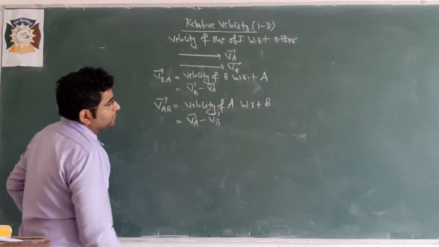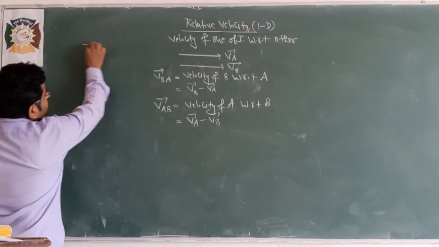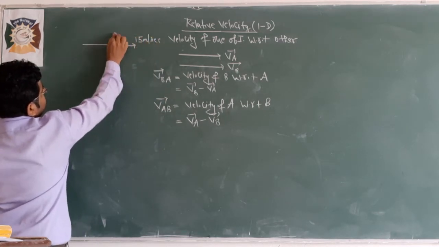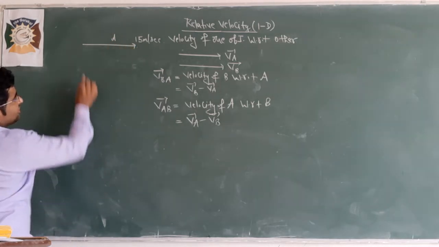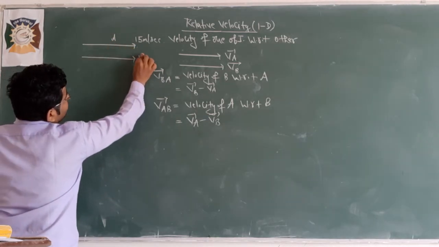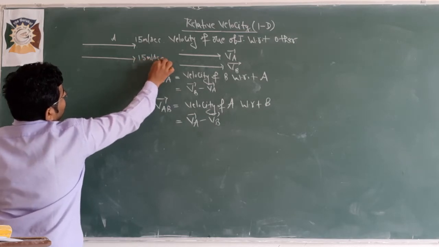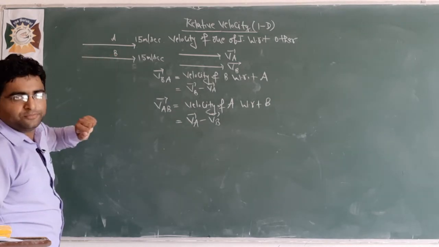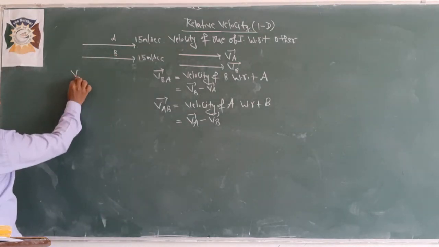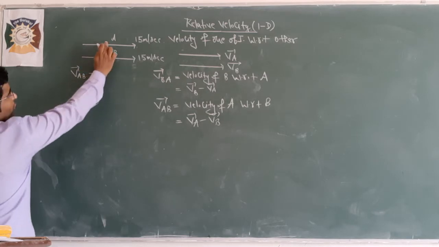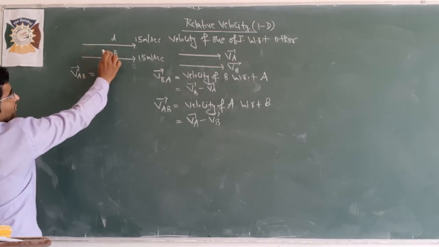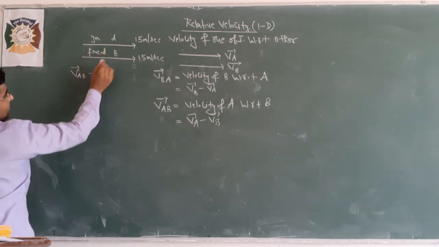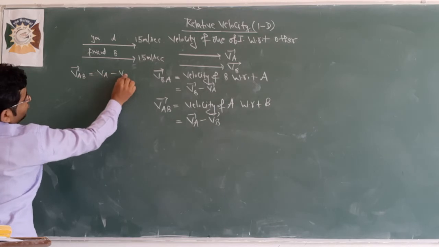Clear? So beta, how? Suppose you are moving with 15 meter per second in plus x direction, and your friend is also moving with 15 meter per second in the same direction. So beta, this is A and this is B. If I ask that what is the value of VAB, that is velocity of your bike with respect to your friend, and beta, it will be equal to Va minus Vb.